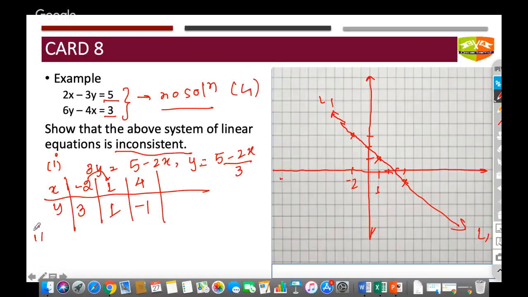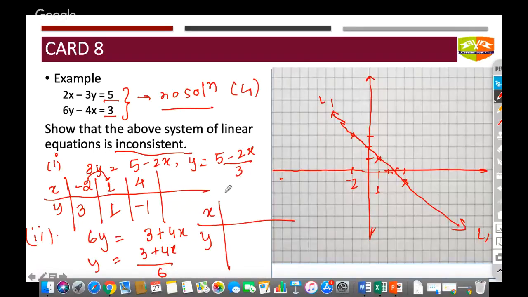Let me go to the second equation. What I get here is y is equal to (3 plus 4x) divided by 6. Again I do the same thing, x and y, and I take values of x which can satisfy. Choosing a value of x so that y is divisible by 6 prima facie, because if I take 1, 2 it will not give, 3 it will not give. But on x is equal to 3, I'll get y is equal to half something: 3 plus 4 into 3, which is 15, divided by 6, which is 2.5.